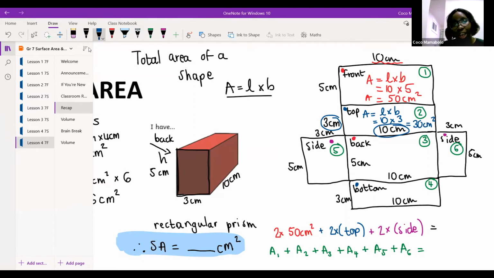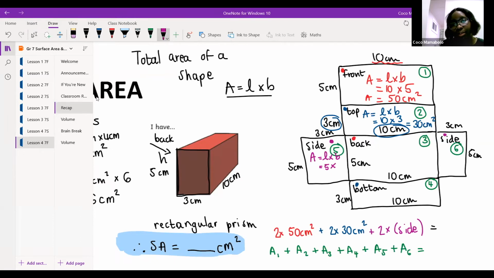So I'm going to go to the part where I wrote top and replace top with 30 centimeters squared. Okay, and then I'm going to do the same with my side. How am I going to calculate for my side? Area is equal to length times breadth. What is the length of my side? 5 centimeters. Good, 5 centimeters. And the breadth is?